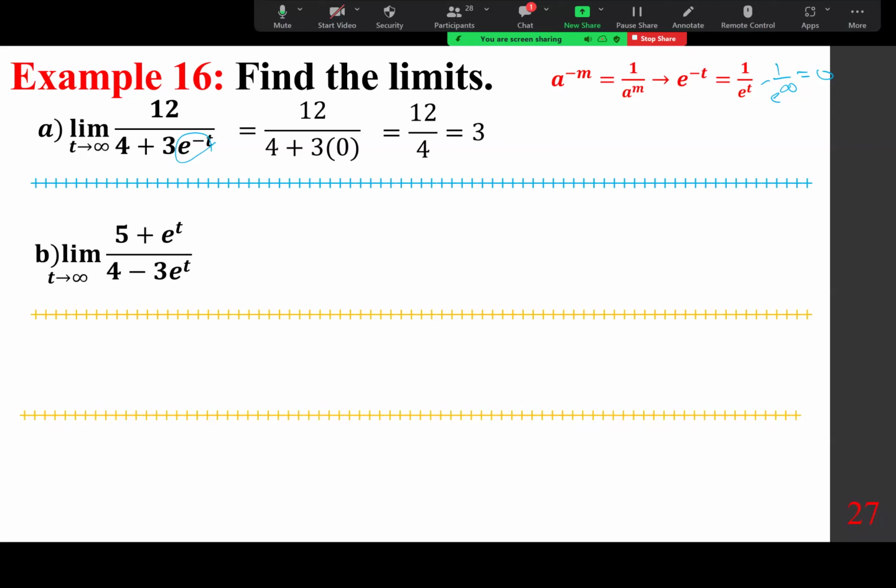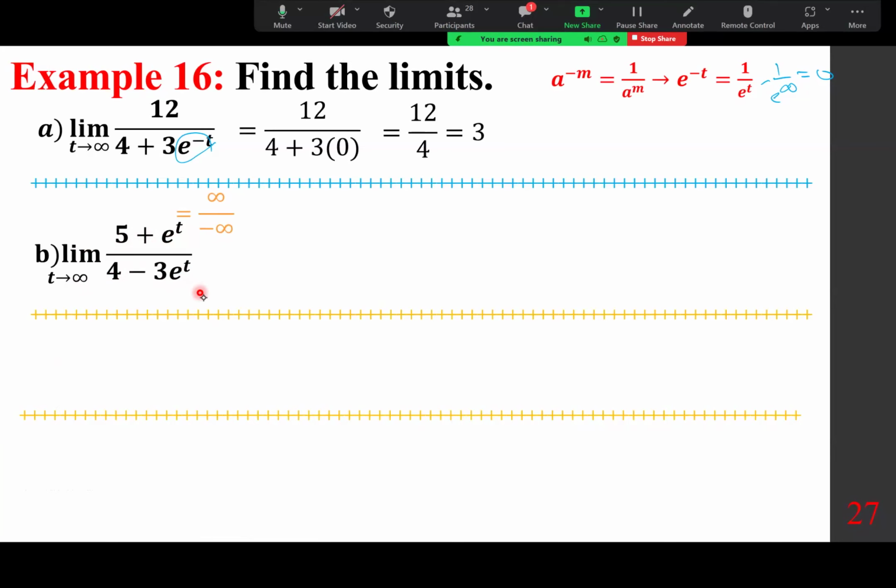Part B, we are interested in finding the limit of 5 plus e to the power of t over 4 minus 3 e to the power of t as t approaches infinity. If we plug in, we get 5 plus e to the power of infinity over 4 minus 3 times e to the power of infinity, and we get infinity over negative infinity, which is indeterminate. Please understand this is not a rational function, because rational function means the top and the bottom are both polynomials. They are not. They are transcendental functions. But the methodology is similar.